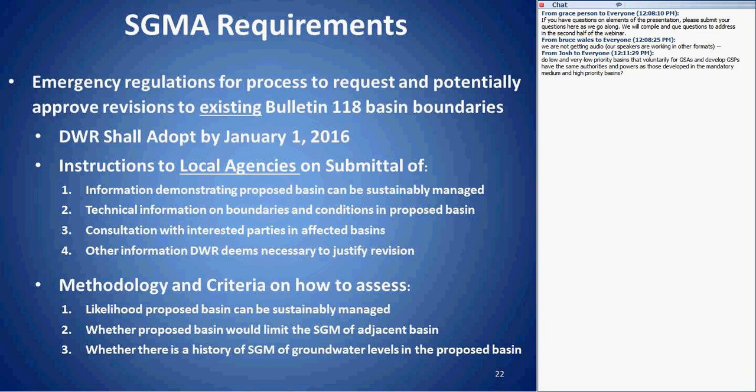The department is required to develop methodology and criteria on how to assess the information that is submitted to us for three elements. The first is the likelihood the new basin can be sustainably managed. Second, whether the new basin would limit the sustainable groundwater management of an adjacent basin or basins. And third, whether there is a history of sustainable management of groundwater levels in the new basin.